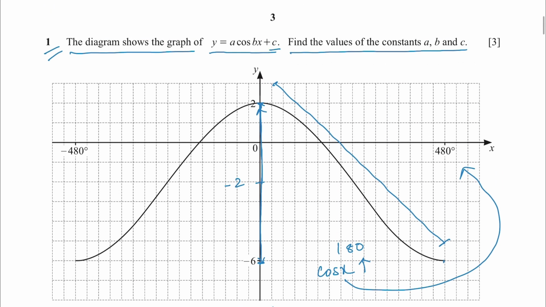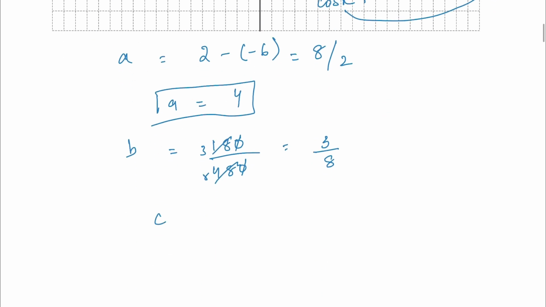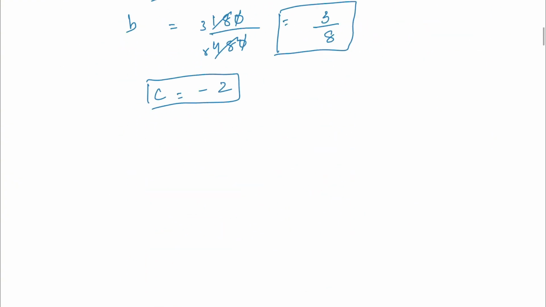Now for c, we need to know where it starts from. So this is where it starts from. It goes 4 units upwards and 4 units downwards from here. So this is basically our origin point, or what you can say is the point where the curve starts. So our c would be -2. So we are done with this question.